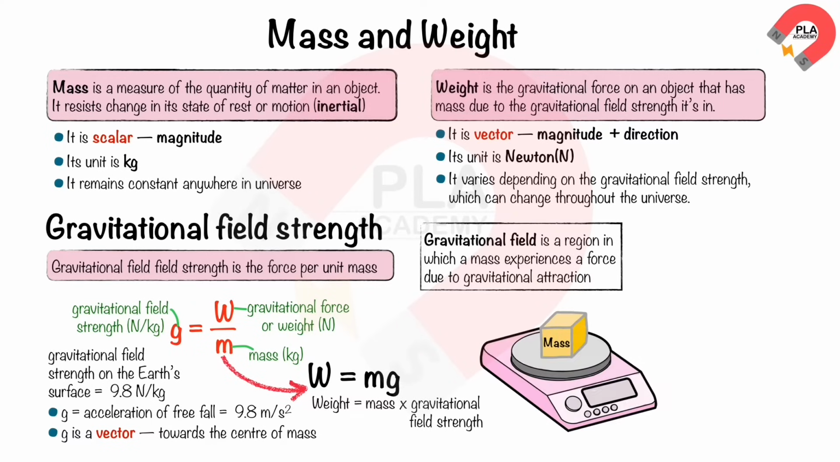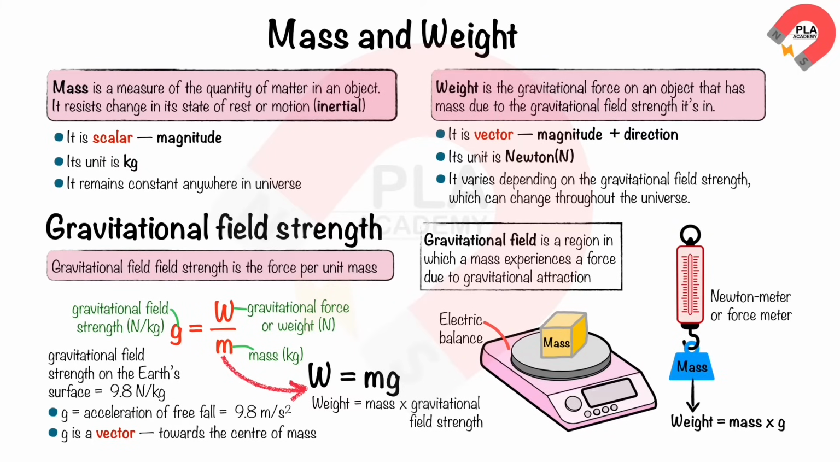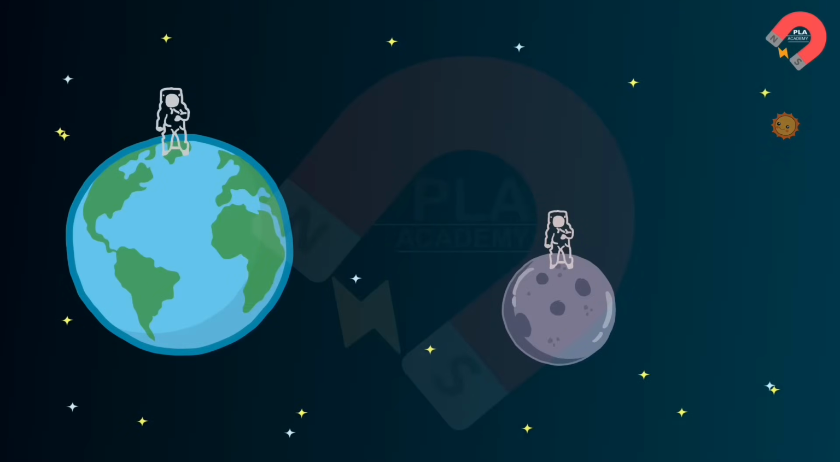We can measure mass using an electric balance. Weight can be measured by a Newton meter or force meter. Weight is affected by the gravitational field strength on a mass, so it will vary depending on the location. However, mass is not affected by gravitational field strength, and will remain constant regardless of location.